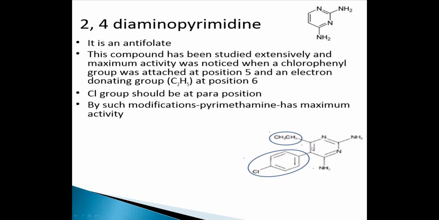In case of pyrimethamine, what all things are there? It contains nitrogen at 1 and 3 position, amino at 2 and 4. At the 5th position, it contains a para-chloro phenyl group, and at the 6th position, it contains an ethyl group. So this is the structure of your pyrimethamine.